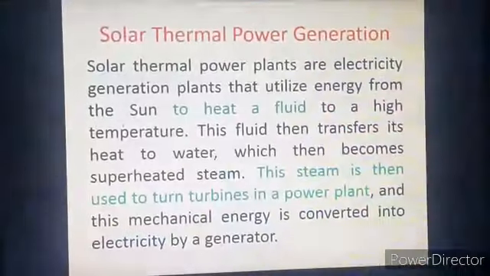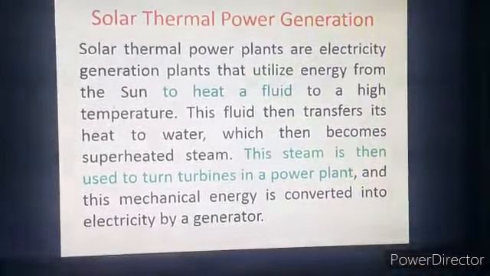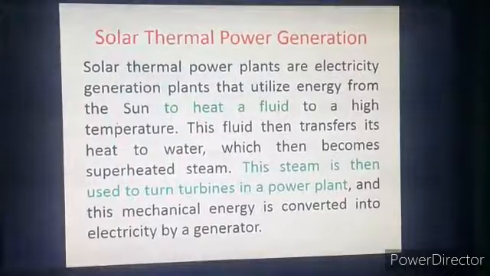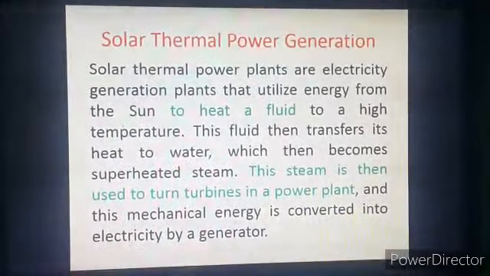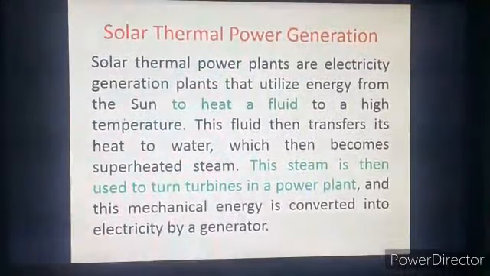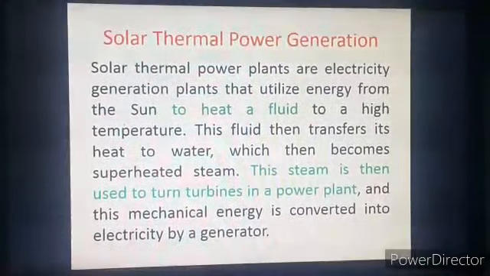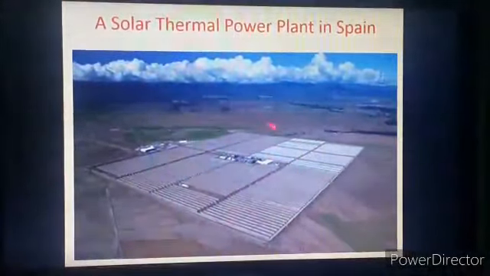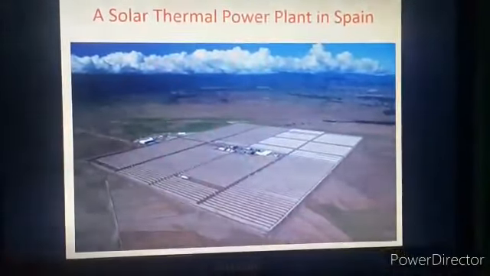So now another application is solar thermal power generation. In this, sunlight is used to heat a fluid, which then transfers its heat to water, and then steam is formed. Then the steam is used to turn the turbine in a power plant for making electricity. This is one example of a solar thermal power plant in Spain.